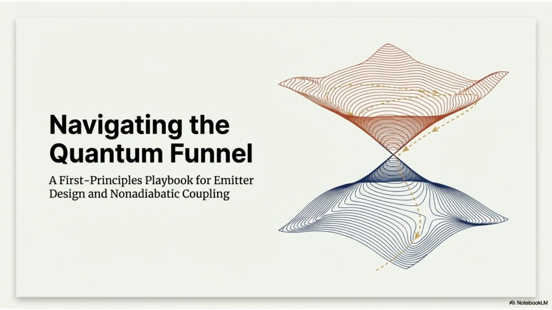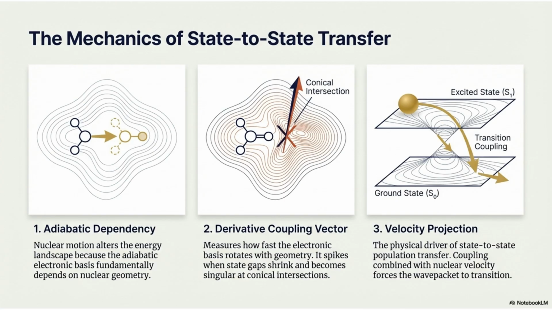Welcome to this video on navigating the quantum funnel, focusing on a first principles playbook for emitter design and non-adiabatic coupling. We begin by examining the mechanics of state-to-state transfer. This involves adiabatic dependency, where nuclear motion alters the energy landscape. Next is the derivative coupling vector, which measures how fast the electronic basis rotates with geometry. Finally, velocity projection shows how coupling and nuclear velocity force the wave packet to transition.